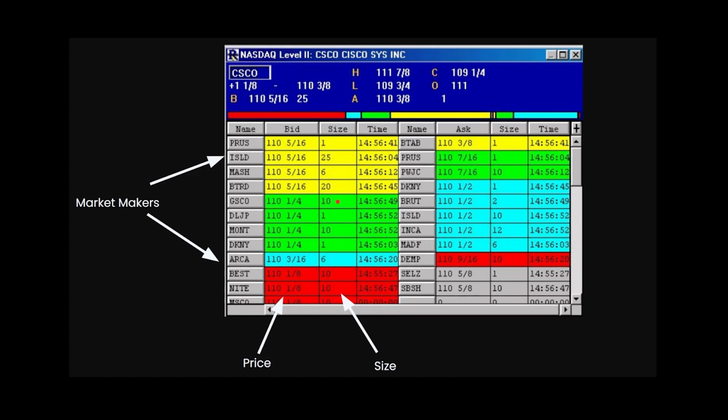Thirdly, the trading size of each order is printed. This represents the number of shares waiting to be bought or sold at a given price point. Goldman is looking to buy 10 blocks of Cisco. Last is the time in which the order was placed. All right, let's observe Level 2 in action.